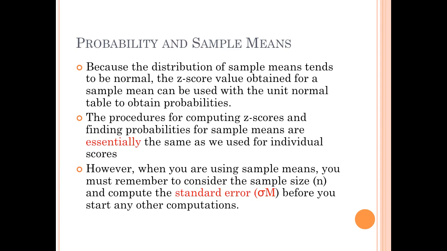The procedure for computing z-scores and finding probabilities for sample means is essentially the same as we used for individual scores, except now you're going to be using the standard error of the mean, which is the standard deviation divided by the square root of the sample size.